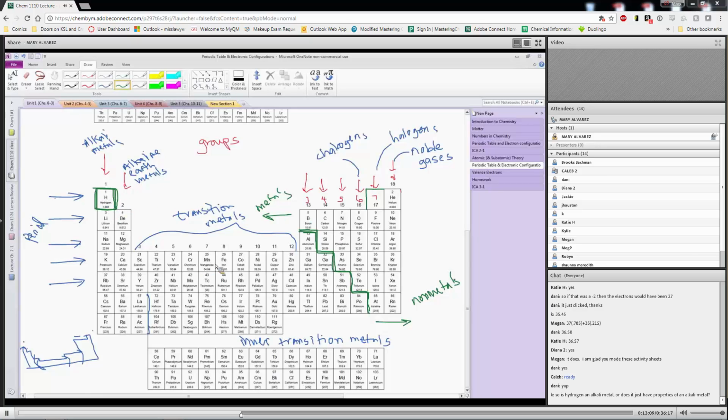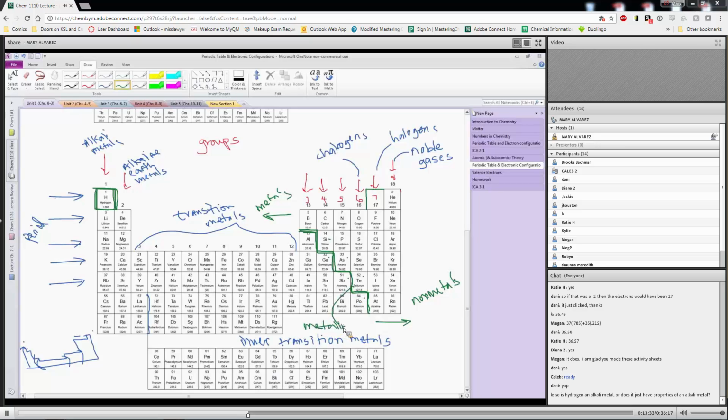So everything else to the left here is metals, and everything else here is non-metals. And then many of these, silicon, germanium, arsenic, are considered to be metalloids that are on the stair step here. So some of these are metalloids.